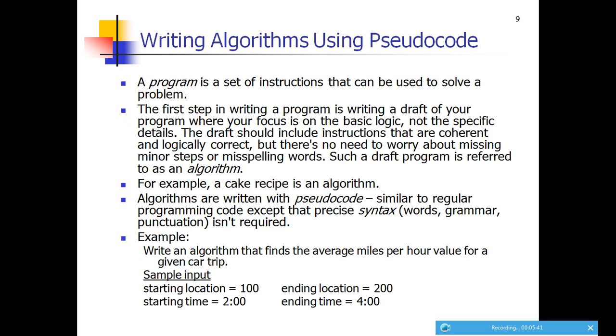Writing the algorithm using pseudocode. A program is a set of instructions that can be used to solve a problem. The first step in writing a program is writing a draft of your program where you focus on the basic logic. You gather the specific requirements and problems, and after that, keeping in mind what concepts are used, what looping statements, what conditional code is executed, what functions are executed, and what operators are used, you decide and write some pseudocode or programming.